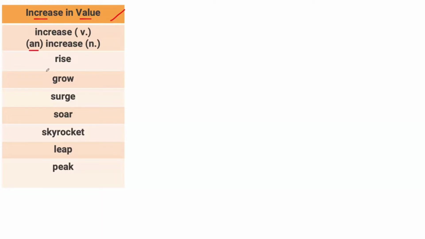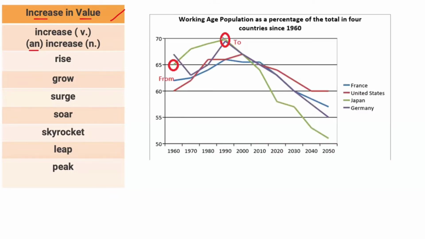Then we have rise, grow, surge, soar, skyrocket, leap, and peak. So we're going to go through these one by one. And first, we're going to just look at a very common example and talk about from and to. So let's look at our first example here. We see the working age population as a percentage of the total in 4 countries since 1960. And we've got our countries here: France, United States, Japan, and Germany.